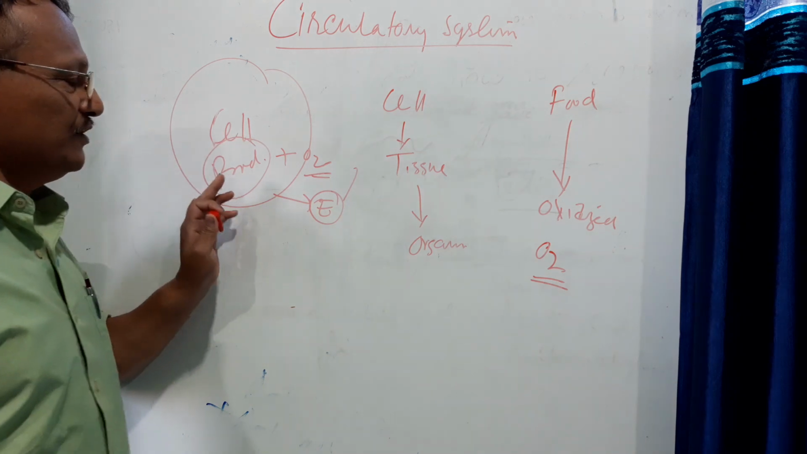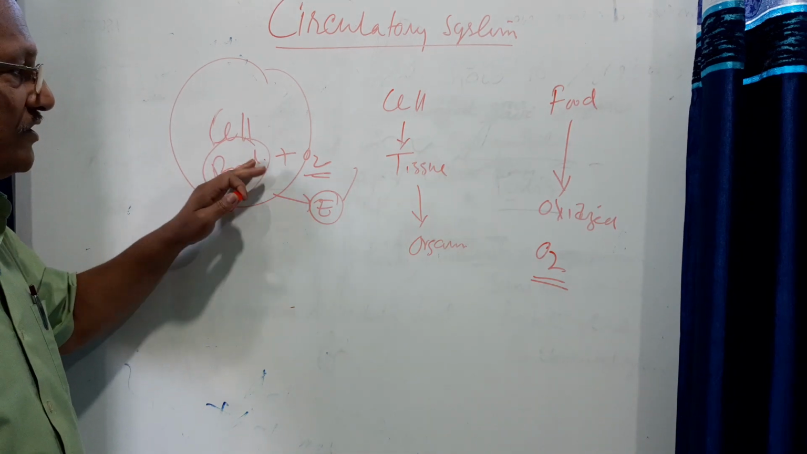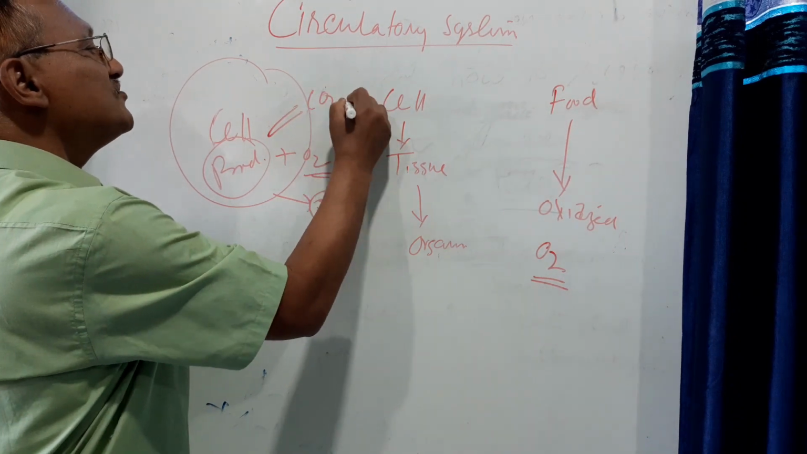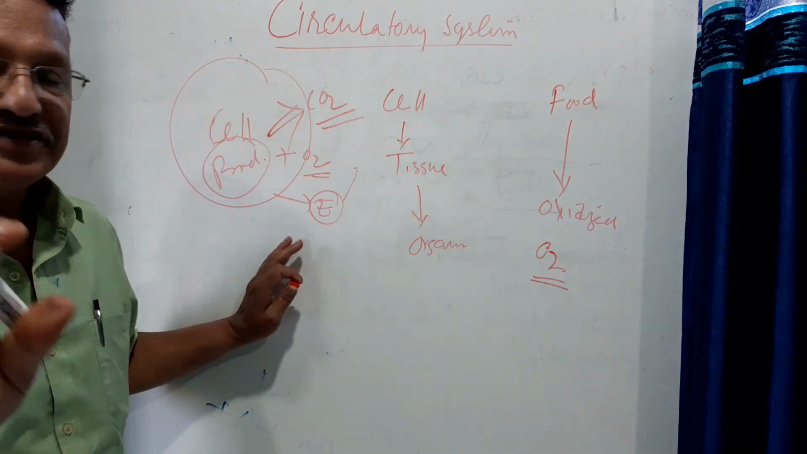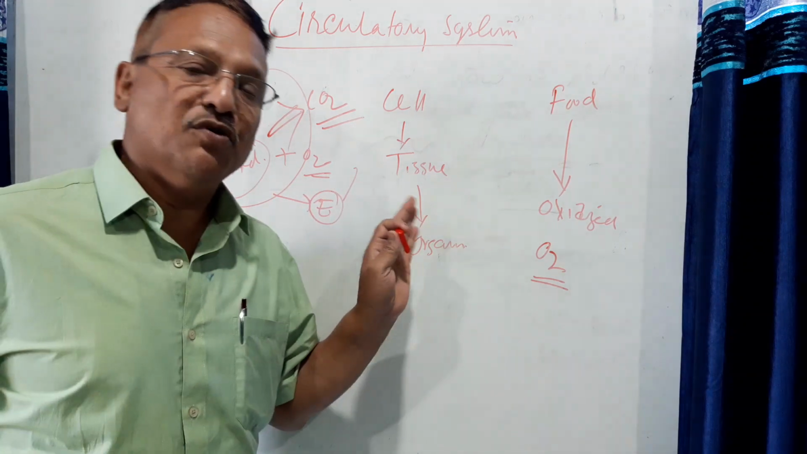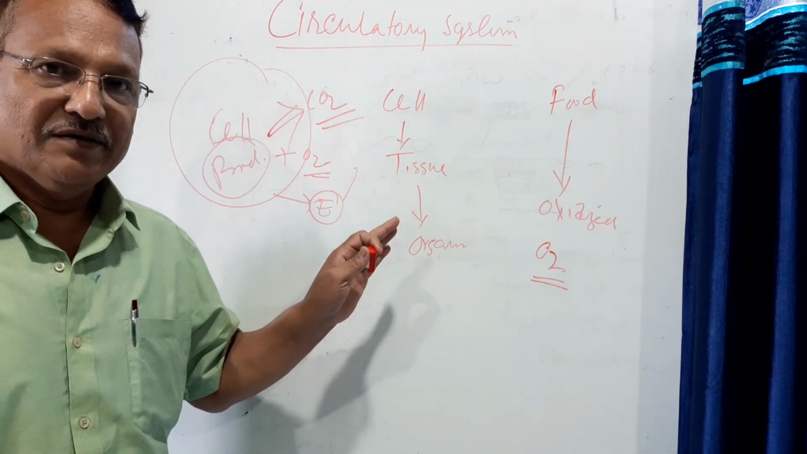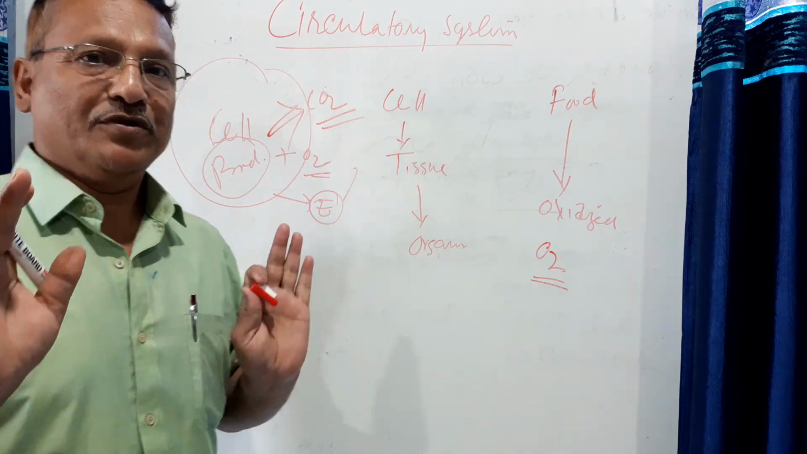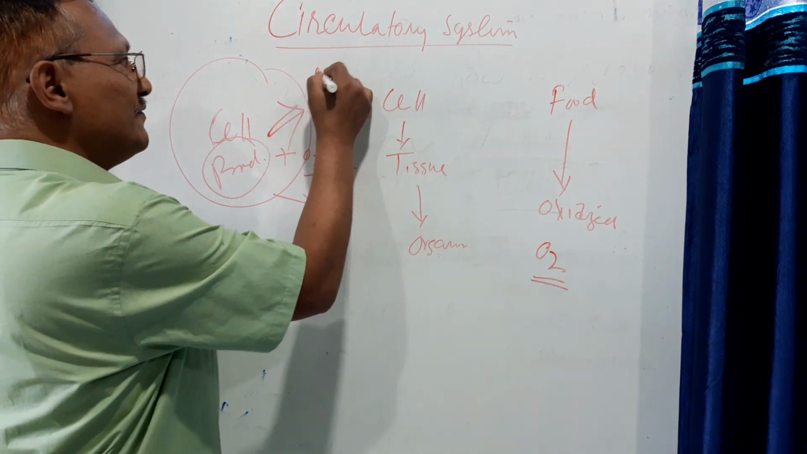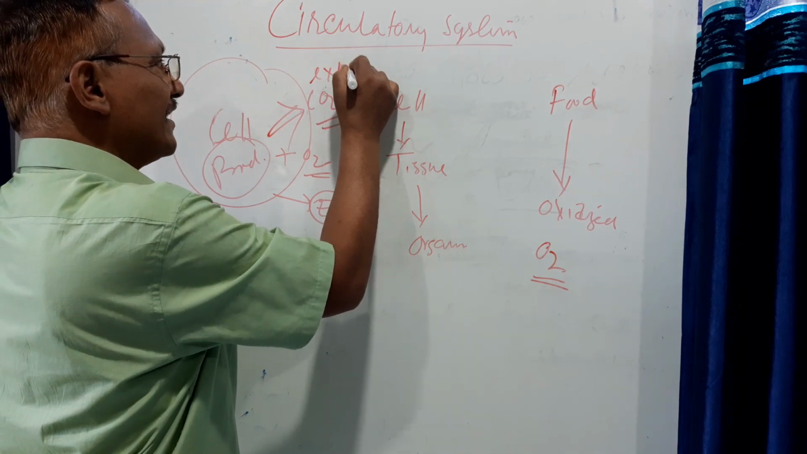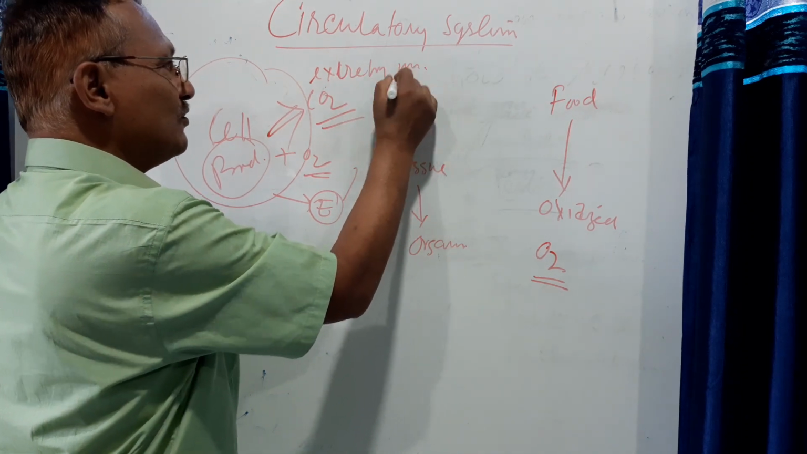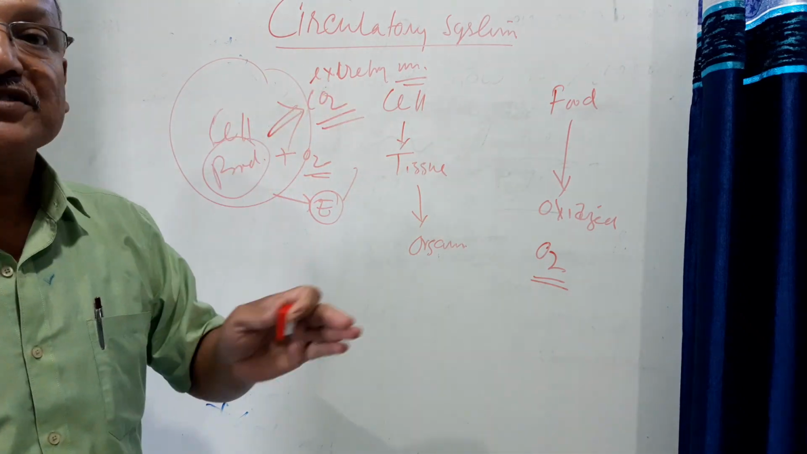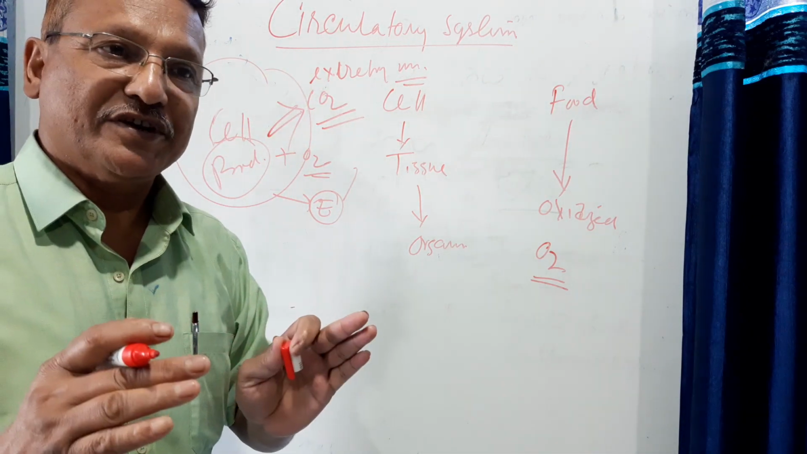When food is oxidized in the presence of oxygen, carbon dioxide must also be released. This carbon dioxide is harmful for the animal body, so it must be expelled from the body. Other excretory materials are also released due to the oxidation of food. These excretory materials also must be expelled from the body.